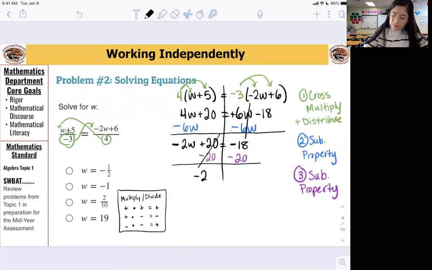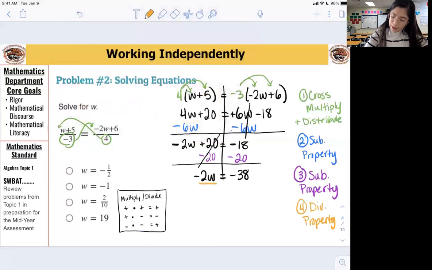Well, since I did it on the negative other side. Okay, those who did it this way, what was that, Raymond? Negative 38. Negative 38. Good. And then finally, I divide. Division property. 19. And we get 19.